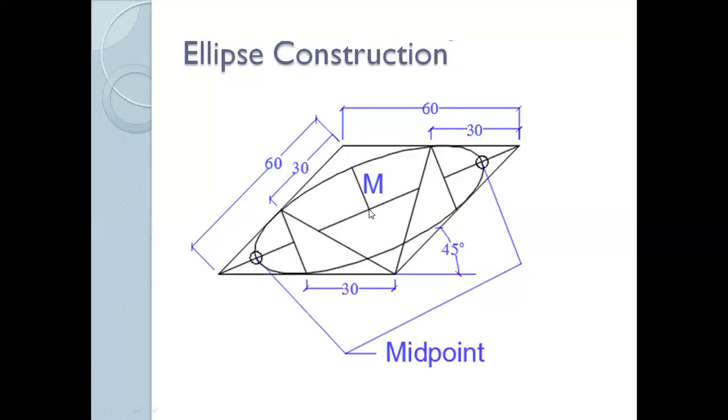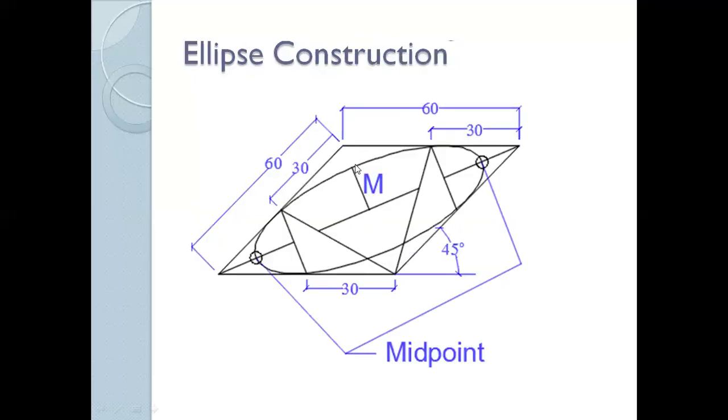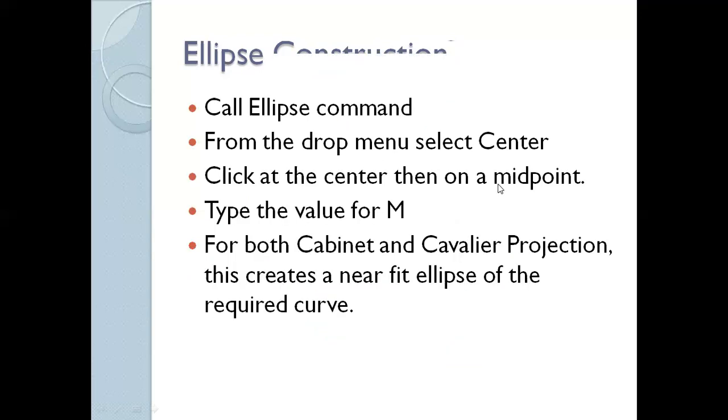In this diagram, M is this distance from the center of the ellipse going up to the top of the ellipse. It's half the delta over 90 times the distance, where delta is the angle and the distance is the receding length. In the example, delta is 45 and the distance is 60. So 45 over 90 is half. Half by half is a quarter, by 60 is 15. So this distance here would be equal to 15.